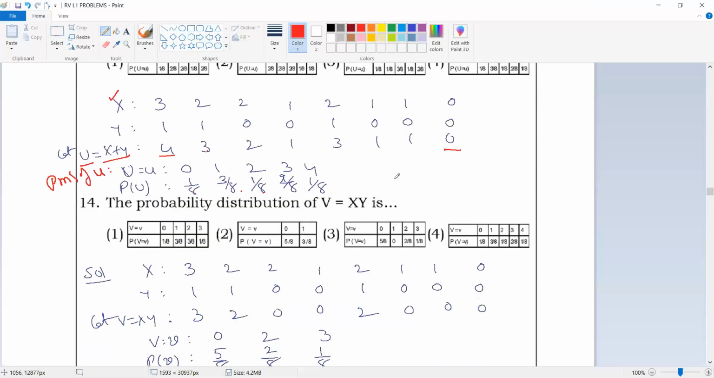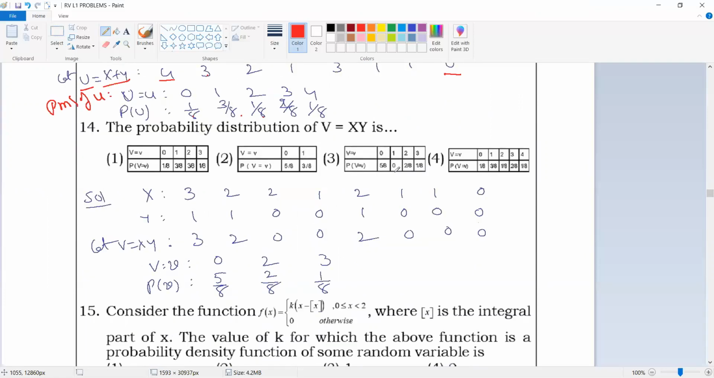Problem 14. How you add this random variable, how multiply this one. So you can be able to solve such type of problems. Probability distribution of v is equal to xy. Now x is equal to here, y is equal to here, already noted. So this one v is equal to x into y here. So 3 into 1, 3, 2 into 1, 2, general multiplication 0, 0, 2, 0, 0, 0. Now here probability mass function of v, capital V is equal to small v.